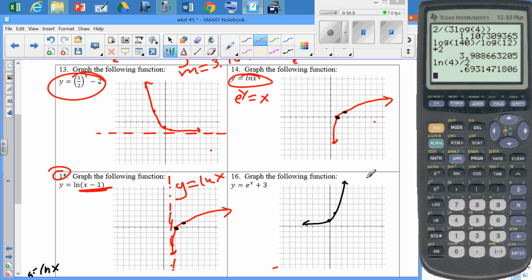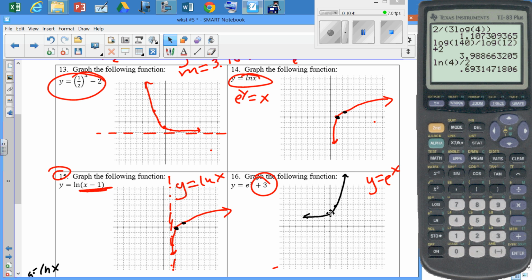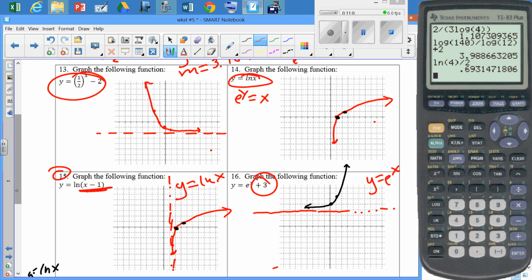Okay. Same thing here. What I have graphed here is y equals e to the x. I'm going to take this thing and I'm going to shift it up 3 because this says shift that e to the x up 3. So here we go. Shift up 1, 2, and 3. Our new horizontal asymptote also shifts up 3. So our horizontal asymptote is at y equals 3.